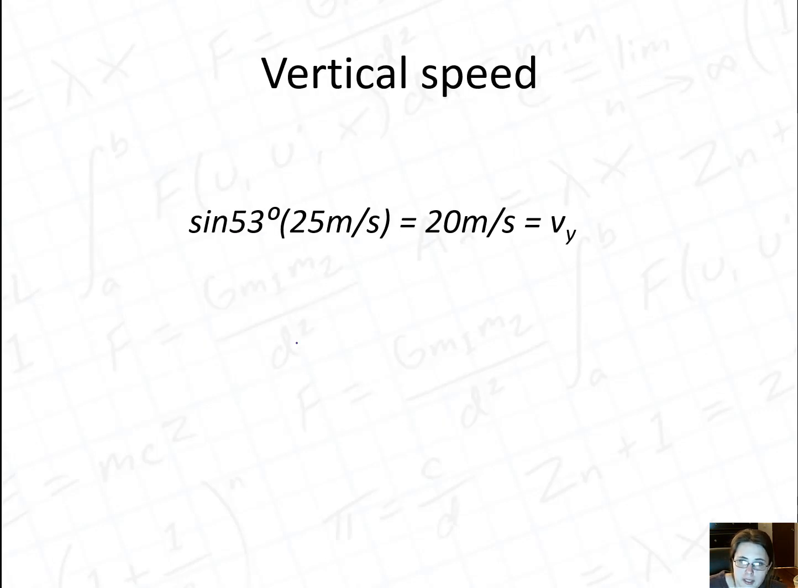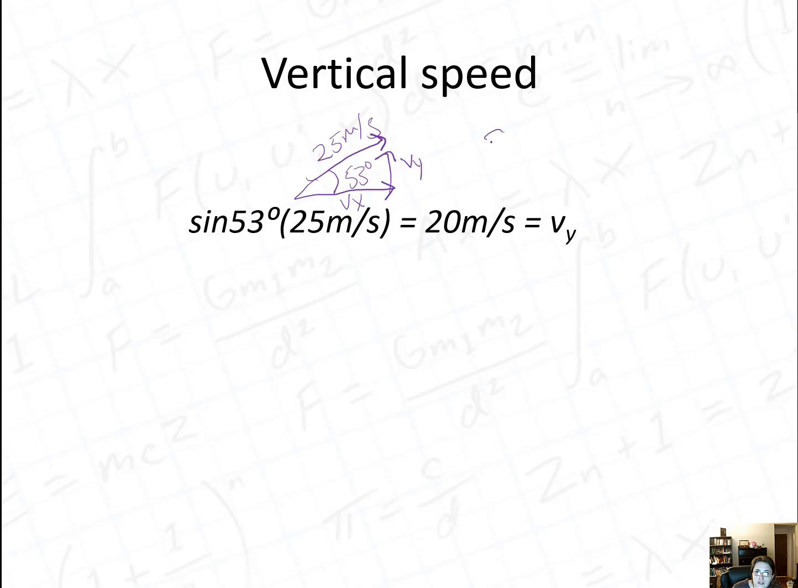So to get the vertical speed, it gave us the total initial speed, and it's going to be 25 meters per second. And it told us that that angle was 53 degrees. So then we want to separate it into x and y. So right now it's just asking for Vy, but this would be Vx. So then this is opposite over hypotenuse.